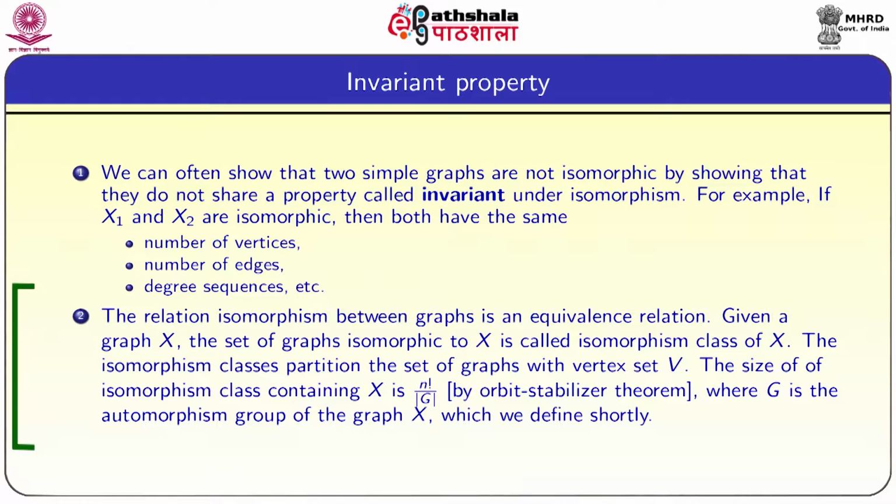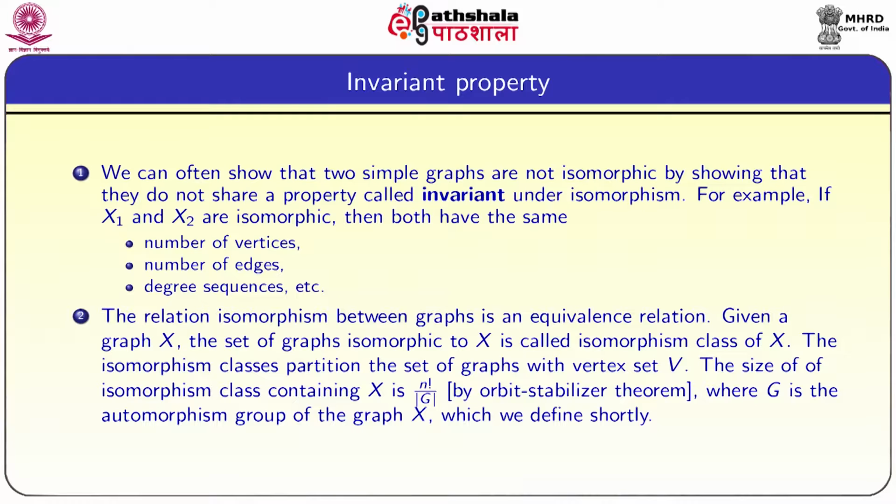So, the set of all graphs we can now divide into isomorphic classes. So, we are going to get equivalence classes, but they are all going to be on the same number of vertices. So, for a given n, look at all the graphs with n vertices, then look at all equivalence classes of isomorphism. Given a graph x, the set of graphs isomorphic to x is called isomorphism class of x. The isomorphism classes partition the set of graphs with vertex set V.